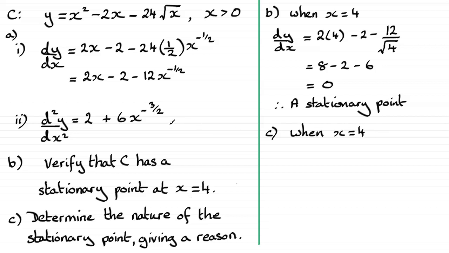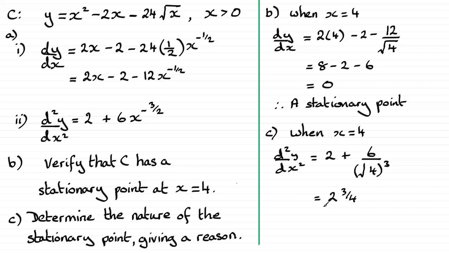By substituting x equals 4 into here, we find that d2y by dx squared equals 2 plus 6 over x to the power 3 upon 2. That is the square root of whatever x is, which is 4, and then we cube it. Well, the square root of 4 is 2, so 2 cubed is 8, so you end up with 2 plus 6/8. That's going to give you 2 3/4, or 2.75. I'll just leave it as 2 3/4.